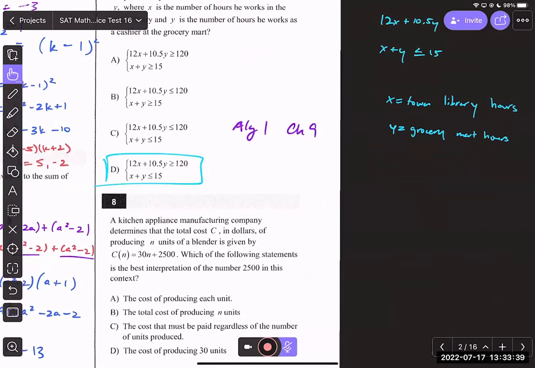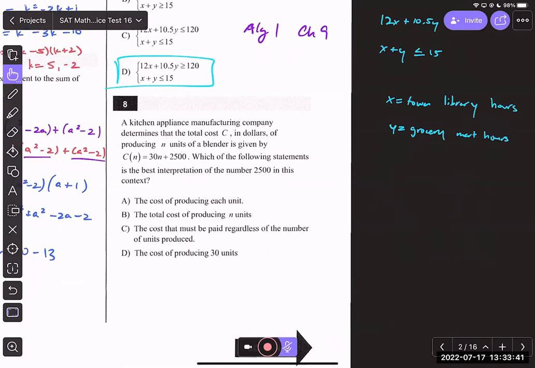Do you mind doing problem number 8 as well? I'll read for you here. So a kitchen appliance manufacturing company determines that the total cost C in dollars of producing N units of the blender is given by C(N) equals 30N plus 2,500. Which of the following statements is the best interpretation of the number 2,500 in this context? Eric, what is it?